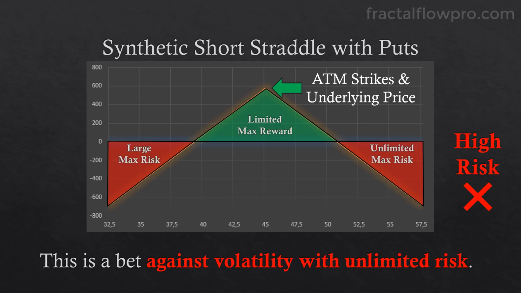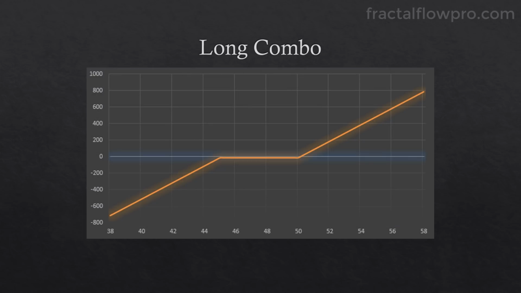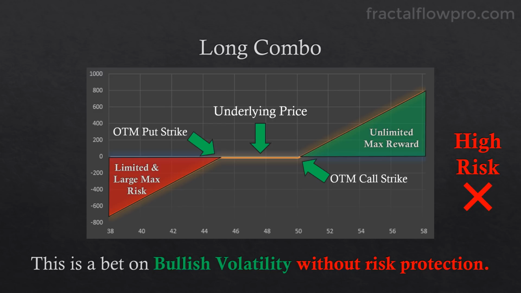The next strategy we are going to analyze is called long combo, and it consists in selling an X number of out-of-the-money put option contracts and buying an X number of out-of-the-money call option contracts. In terms of payoff, the long combo mitigates the risk if the underlying remains within the range determined by the out-of-the-money strikes. If the underlying falls below the out-of-the-money put strike, the risk is limited but very large.